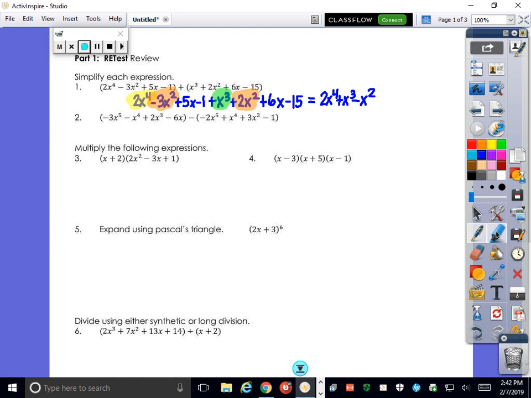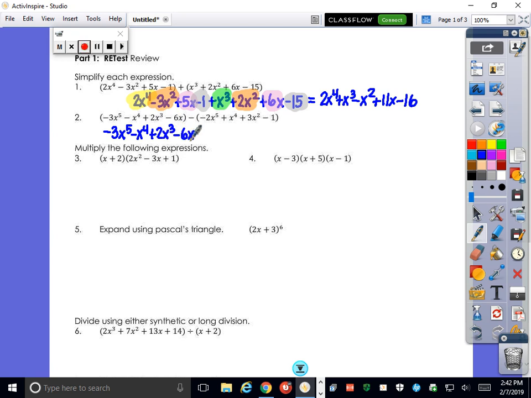Then I'll move on to the x's. We've got 5x and 6x making 11x. And lastly, I'll move on to the constants. And those are a negative 1 and a negative 15, which would give me a negative 16. Okay?